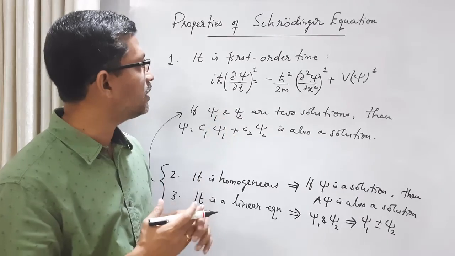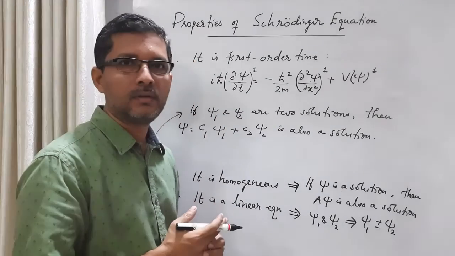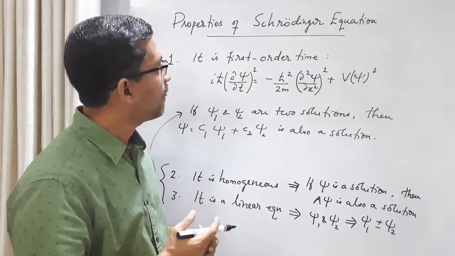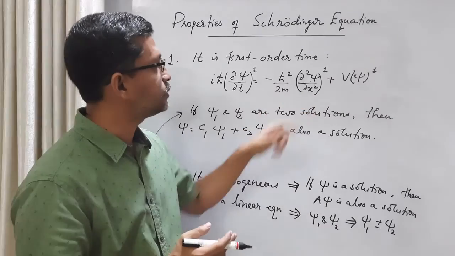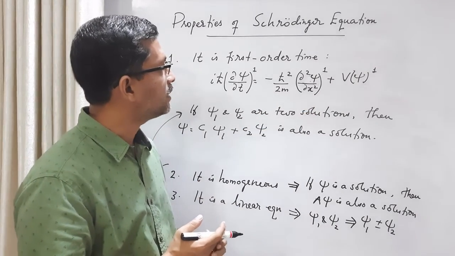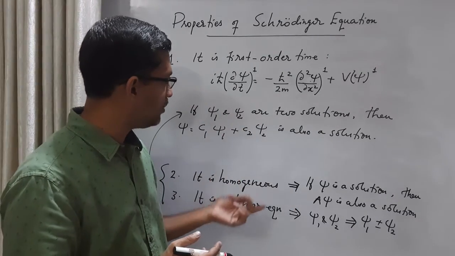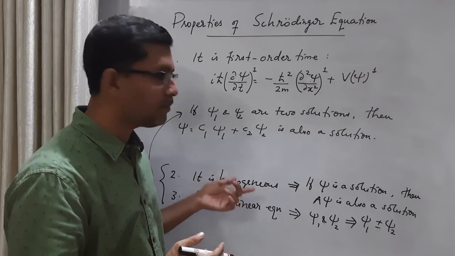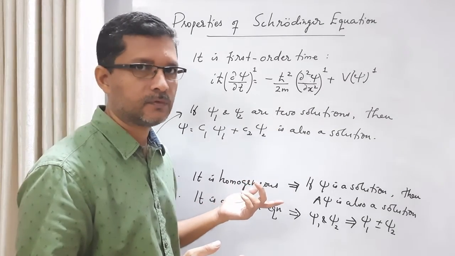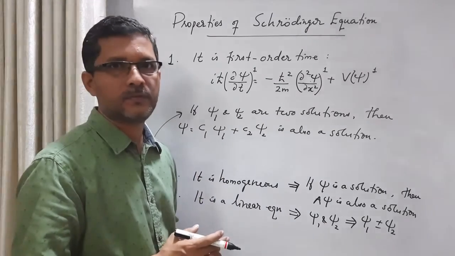So we can conclude that the Schrodinger equation is a second order partial differential equation. Second order because the highest derivative is 2, second order in space coordinates. So it is a second order linear homogeneous partial differential equation. These are the major properties of the Schrodinger equation.